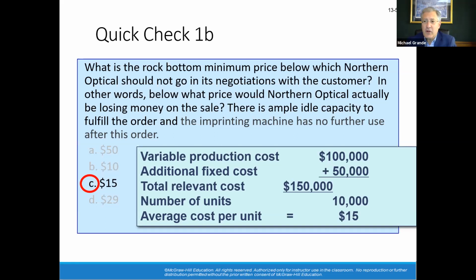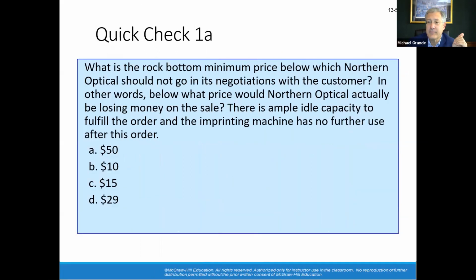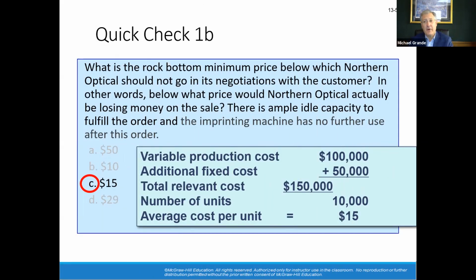So the variable cost of production, $100,000. Where did we get that? It was $10 per unit for 10,000 units, which is $100,000. Let's go back and look at that. The variable production cost is $10 a unit, and the special order was for 10,000 units. So they'd have the total variable production: quantity times price, 10,000 units times $10 a unit, $100,000. They need to buy that special machine, one-time use, only because they accept the special order, for $50,000.